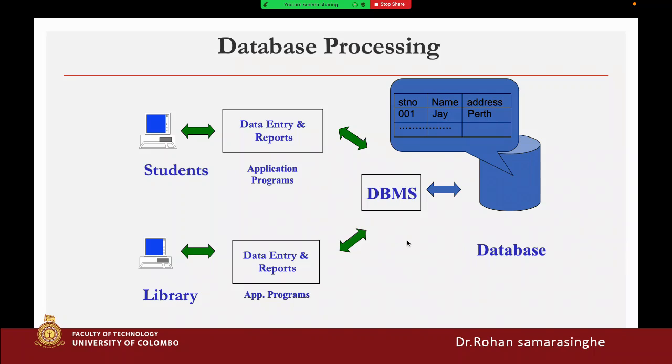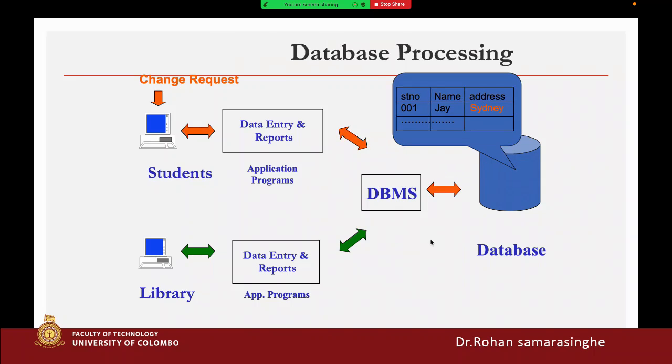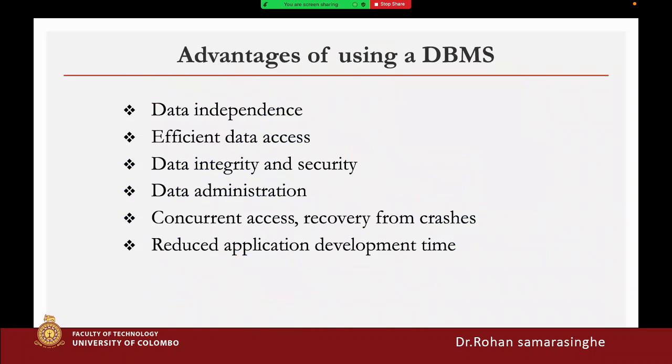So as I told you, if the change request comes to the academic establishment department, they can change the name or the address. So here you can see they will change the address. This change can be used by the library also. So the advantages of using this database management system: data independence, not depending on the system.